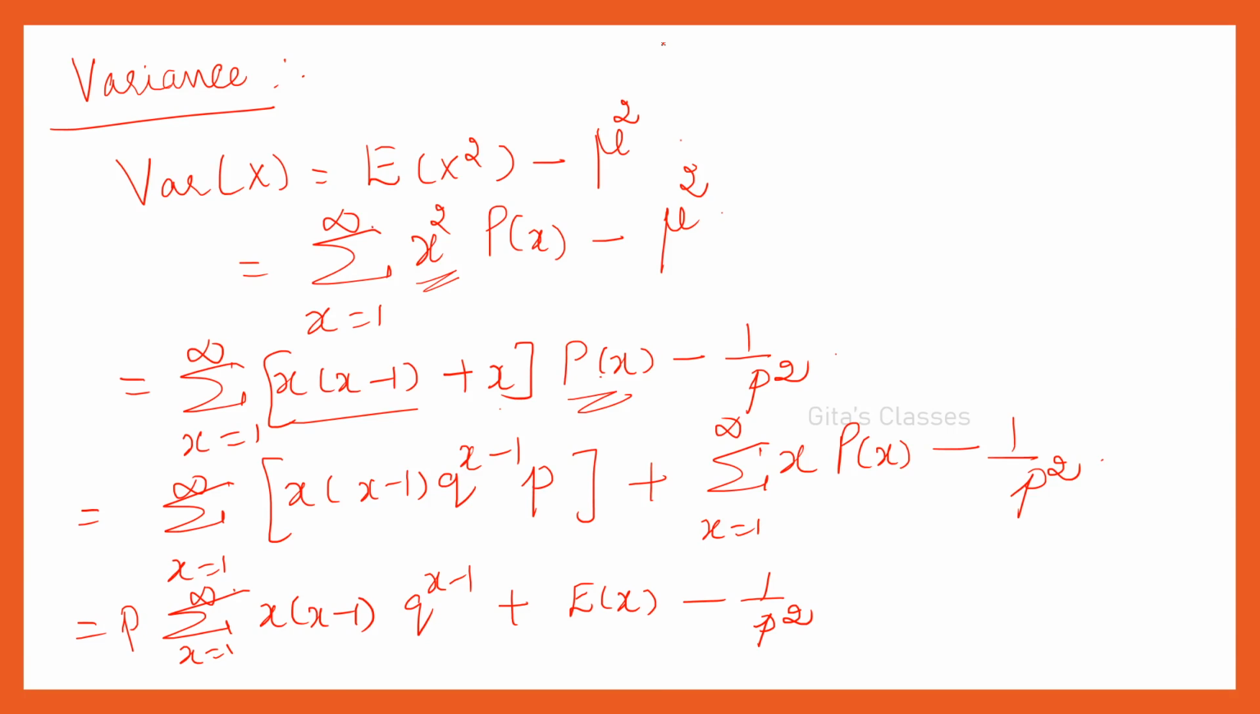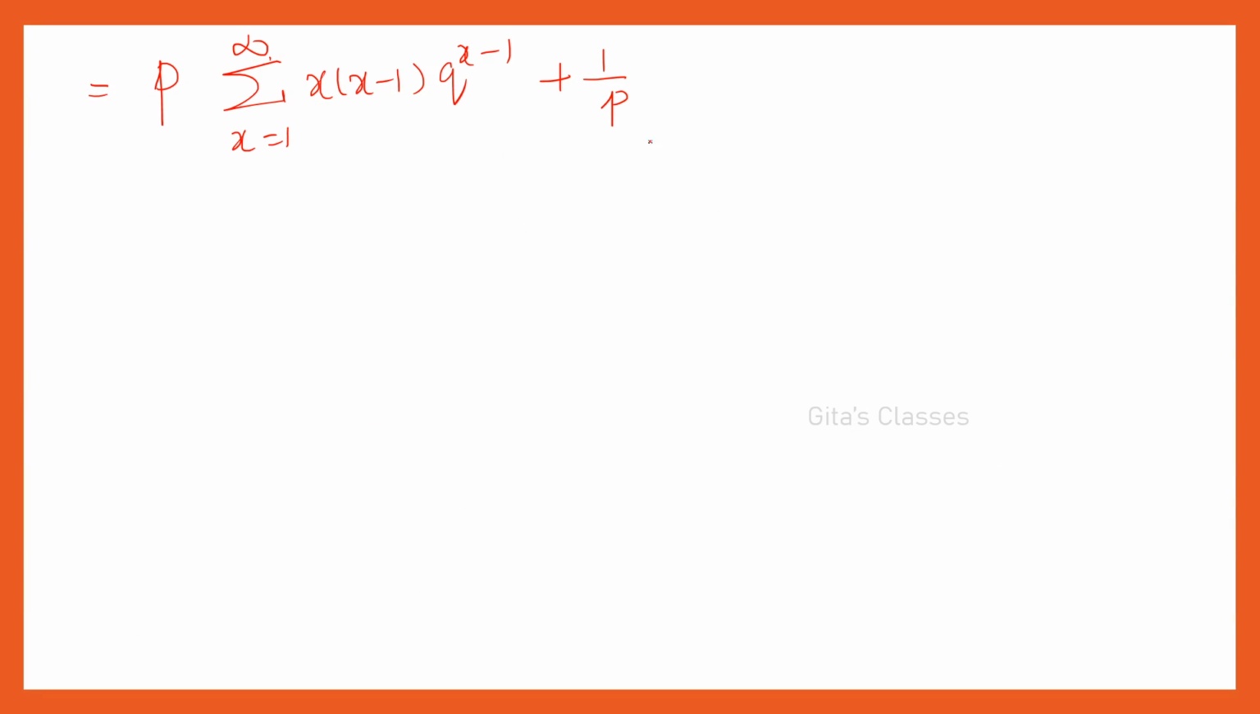It is equal to p into sigma x varies from 1 to infinity x into x minus 1 into q power x minus 1, plus 1 by p. E of x is nothing but 1 by p. X into x minus 1 q power x minus 1 plus E of x, which is 1 by p, and minus 1 by p squared.